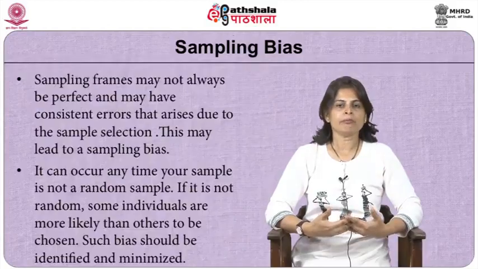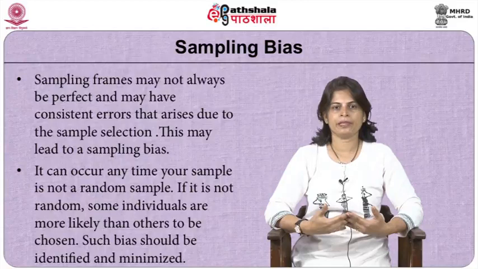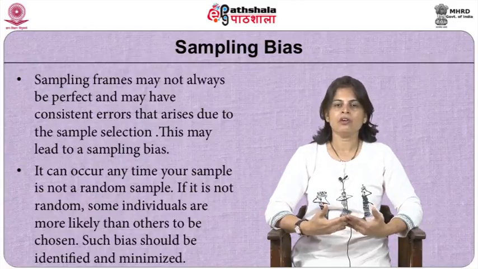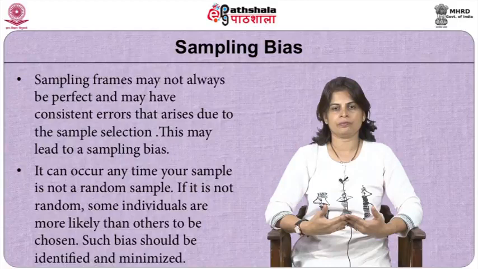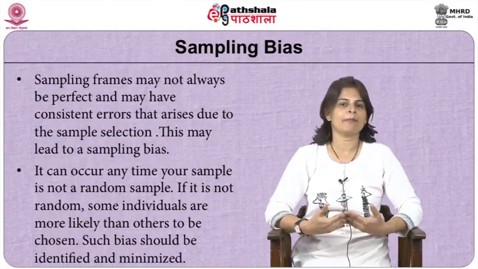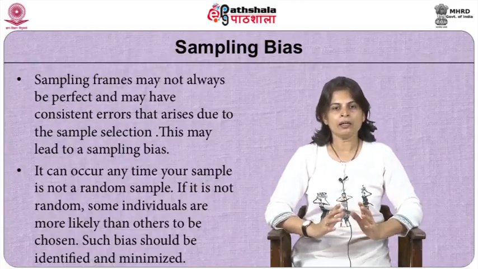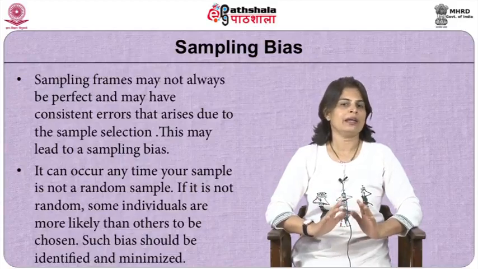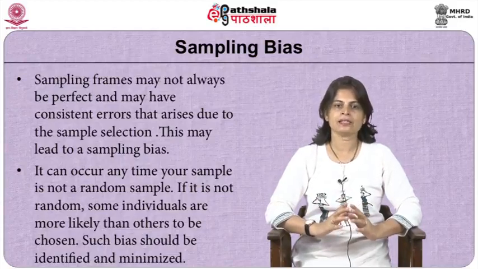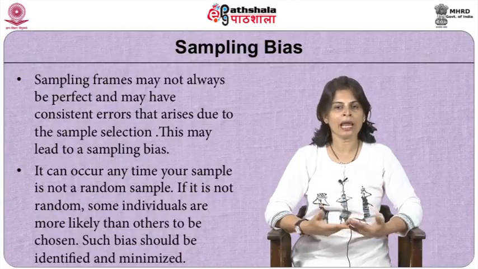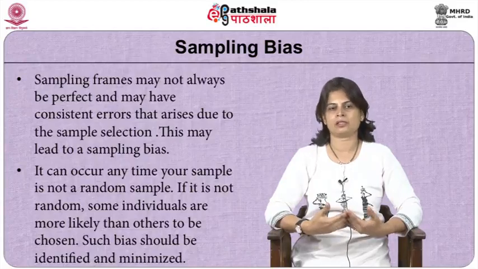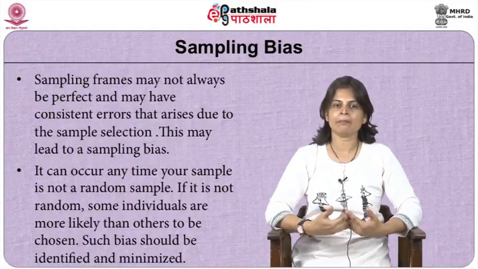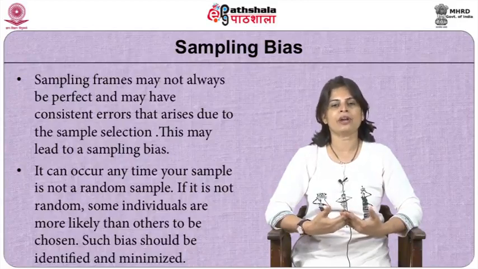Now, what is a sampling bias? Sampling frames may not always be perfect. They may have consistent errors which arise due to the sample selection. This usually leads to a sampling bias. It can occur if your sample is not a random sample. In that case, some individuals are more likely to get represented or chosen in your sample than the others. Remember, such sampling biases should be identified prior to the other analysis and tried to minimize.